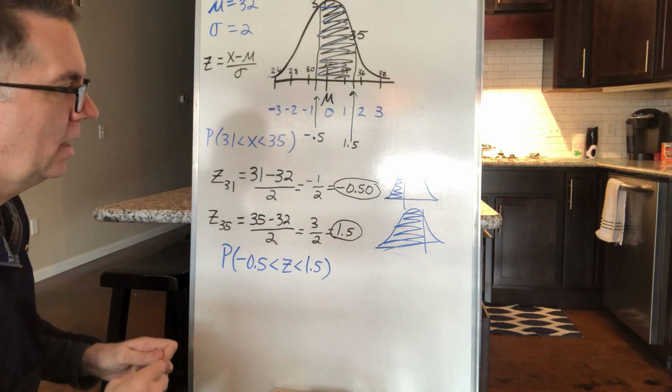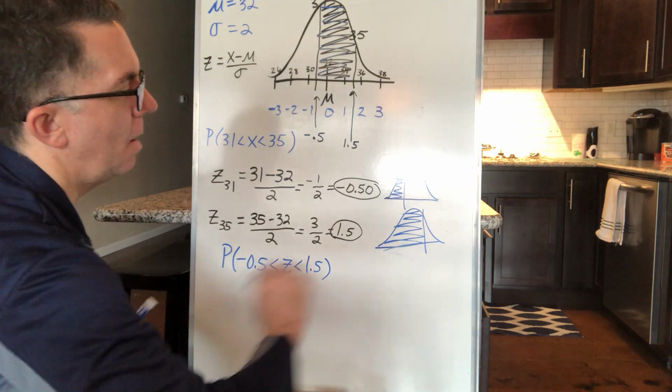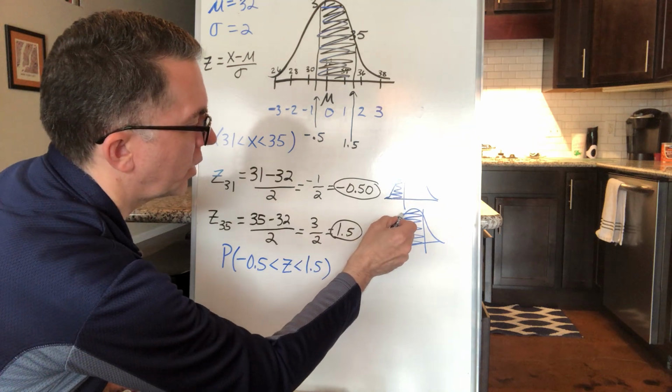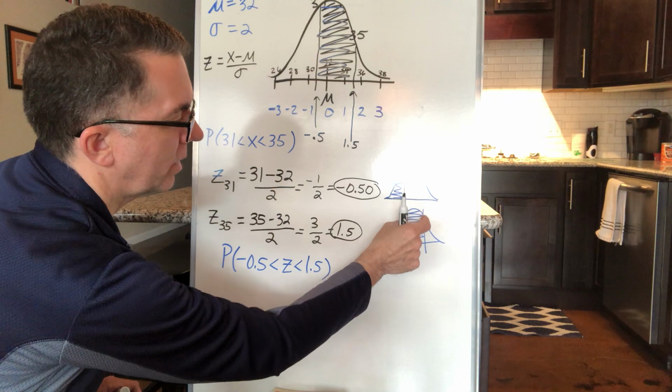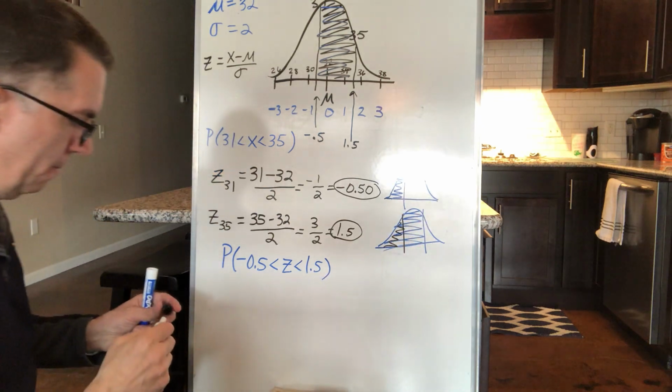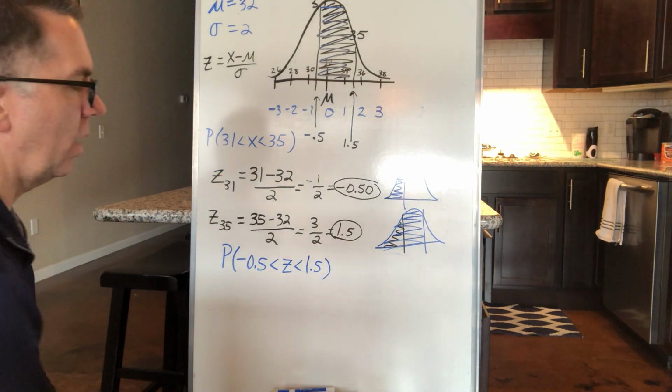Think about that. Here's our larger one. Let's superimpose that smaller one right on top of that. The larger minus the smaller gives us what's left right there, what's in between. So using your charts, we're going to look those up.